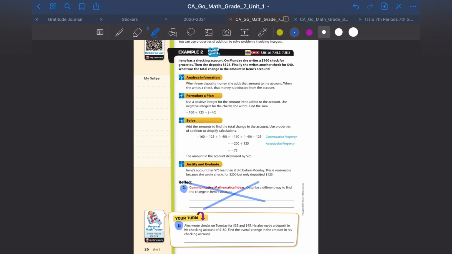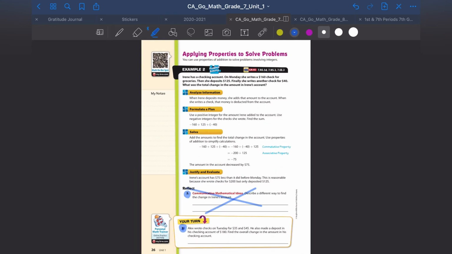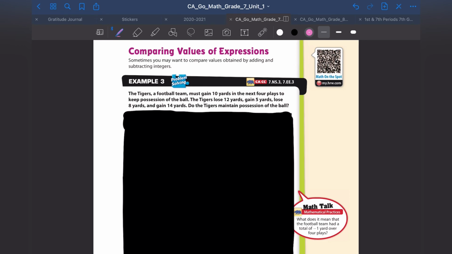Number 3, it's very similar about writing checks and making deposits. So writing checks is negative, making deposits is positive. So here is our third example, and now we are comparing values of expressions. Sometimes you may want to compare values obtained by adding and subtracting integers. So let's see, the Tigers, a football team, must gain 10 yards in the next 4 plays to keep possession of the ball. The Tigers lose 12 yards, gain 5 yards, lose 8 yards, and gain 14 yards. Do the Tigers maintain possession of the ball?